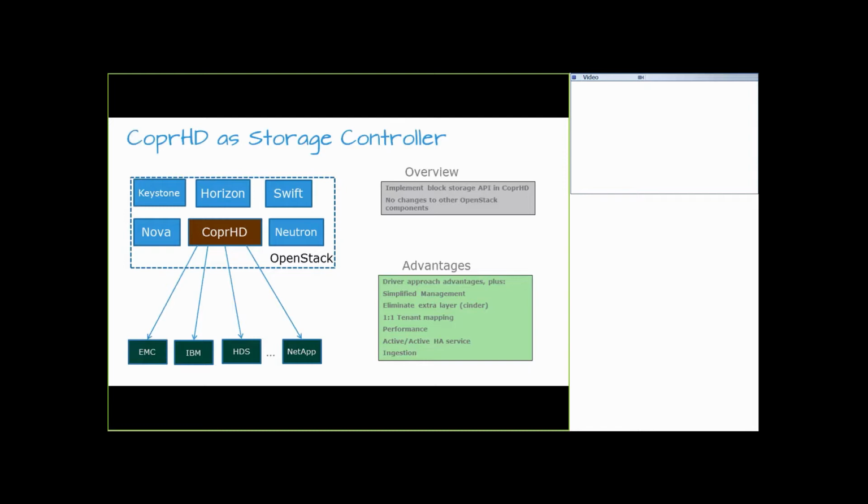Technically, what we have verified is that if we do this, we don't have to touch even one line of code in Keystone, Nova, or any of those things. All those services don't have to be touched or modified. Everything works as it is. Horizon works, Nova works. You can run compute. You can do everything.